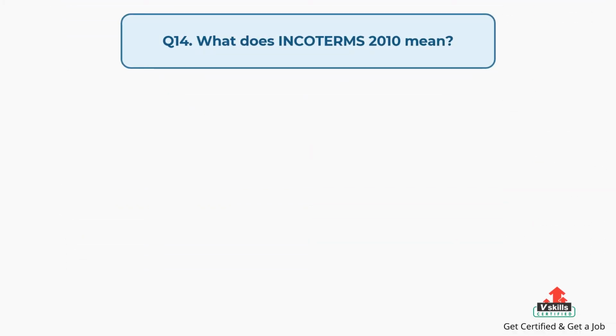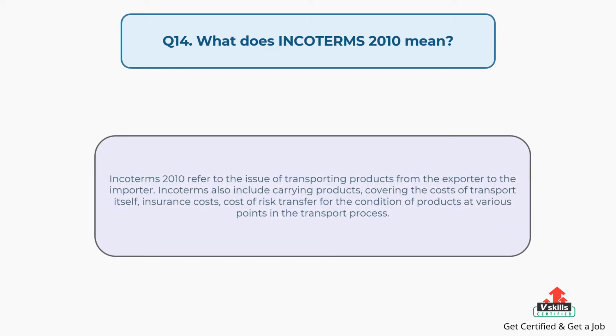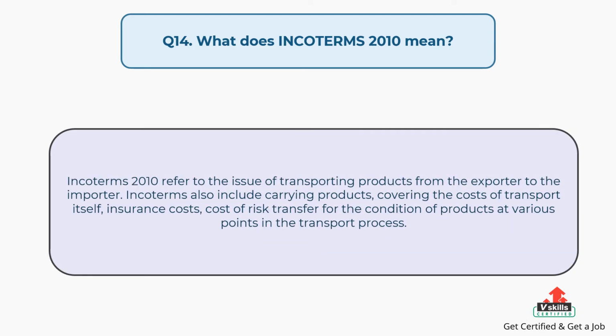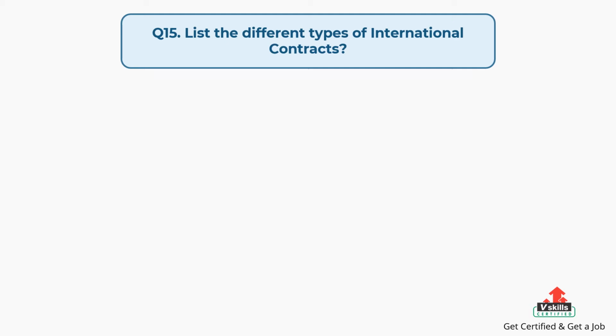Question number 14. What does Incoterms 2010 mean? The answer is, Incoterms 2010 refer to the issue of transporting products from the exporter to the importer. Incoterms also include carrying products, covering the costs of transport itself, insurance costs, cost of risk transfer for the condition of products at various points in the transport process. Question number 15.